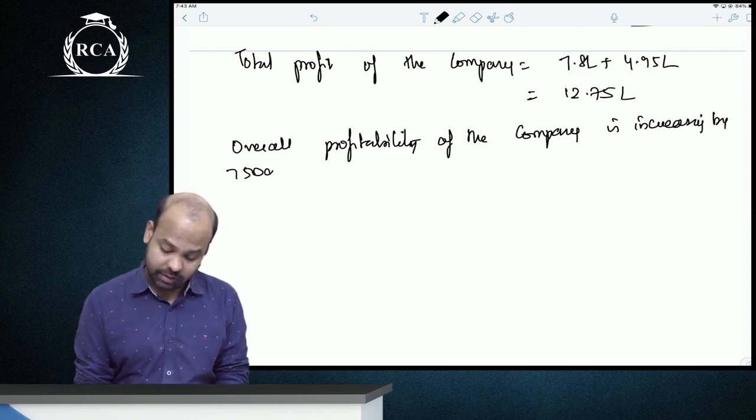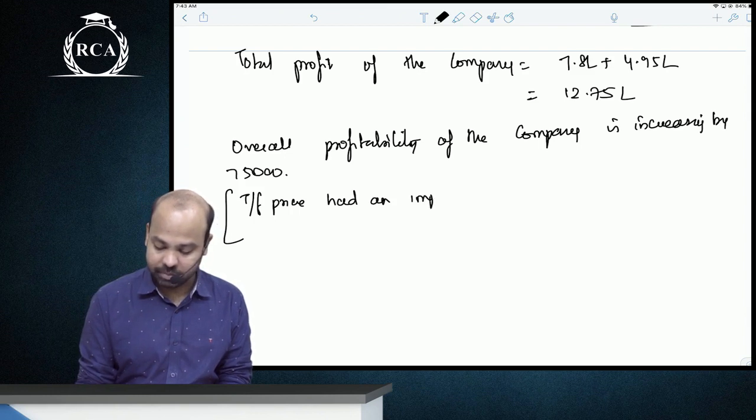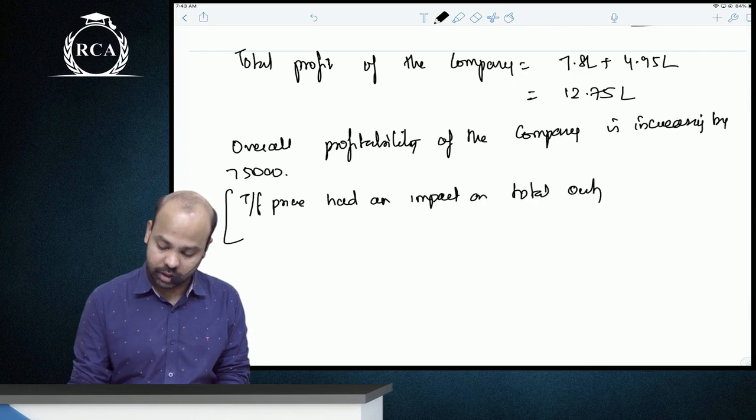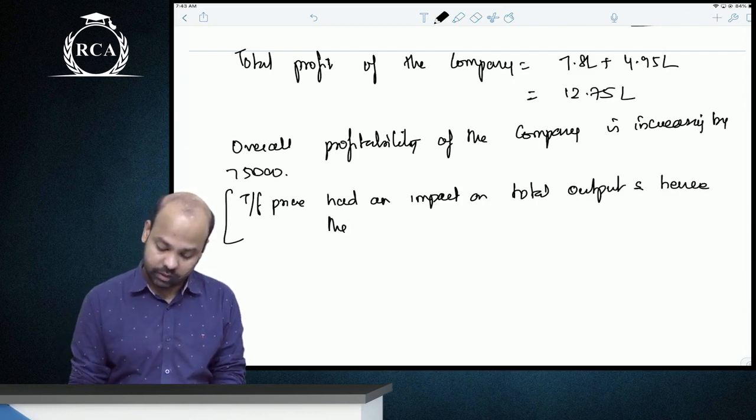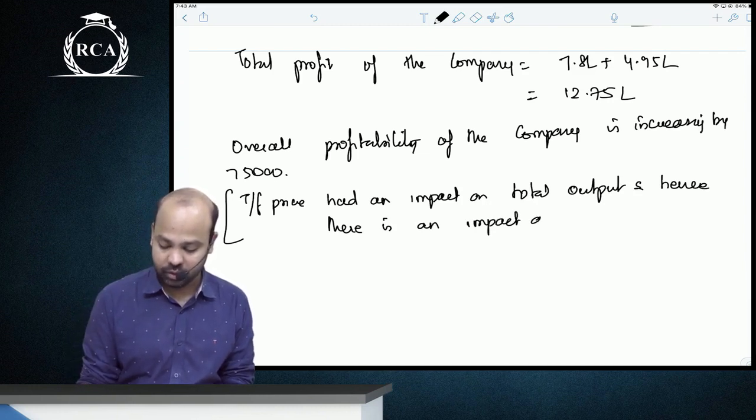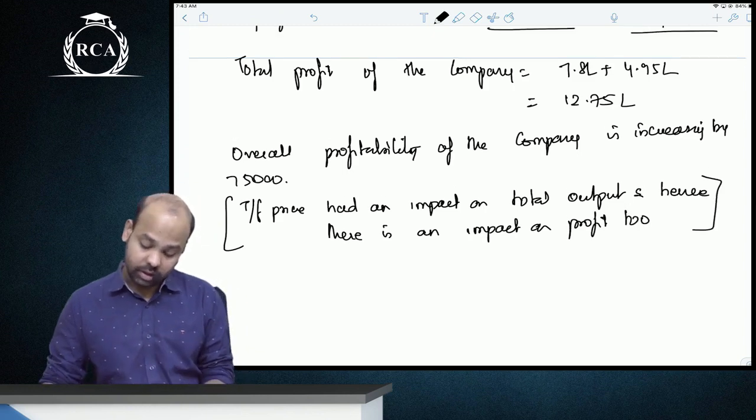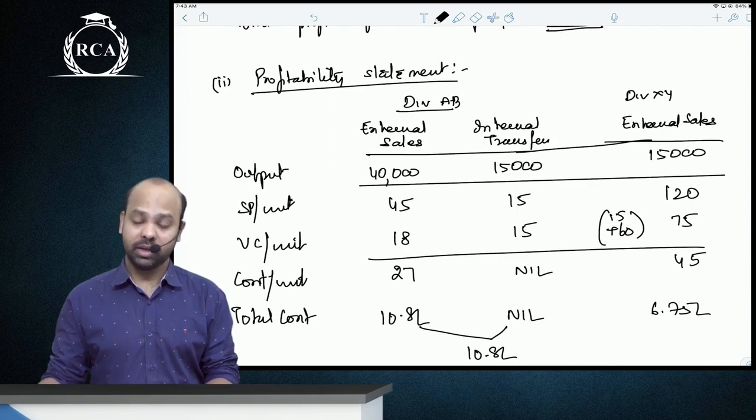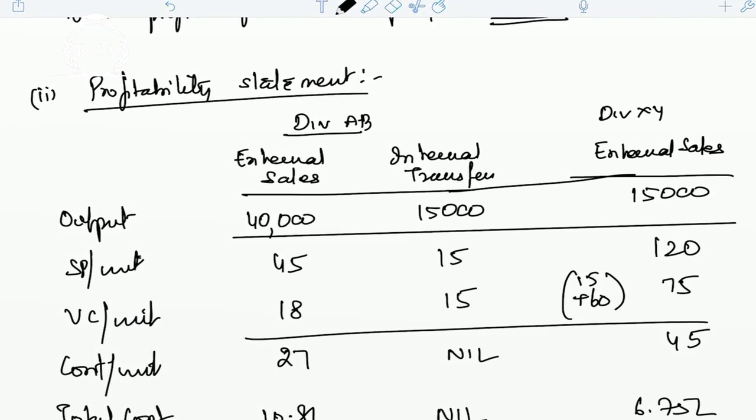Transfer price, beta, had an impact on total output. Hence, there is an impact on profit too. Remember, transfer price is not supposed to have an impact, but this is suboptimal decision making, guys. I hope you all understood this, but please copy the second bit. Copy the second bit, guys.